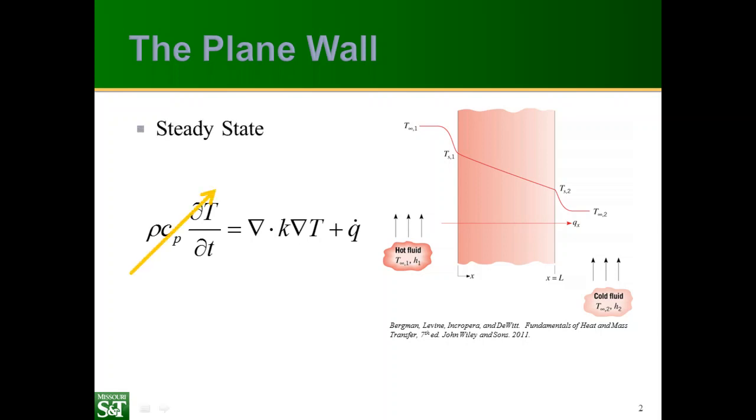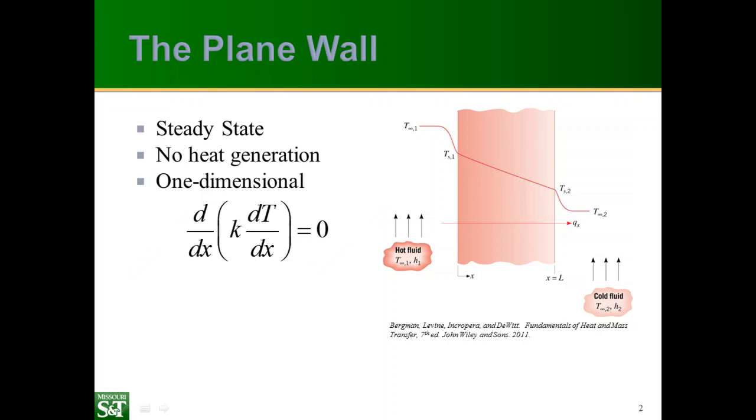We're going to assume that we have a steady state system, so we're going to simplify the equation by eliminating that time derivative. We're also going to assume that we have no heat generation. And as I said earlier, we're going to assume one-dimensional behavior. So when we do that, we can make this assumption. This is our version of the heat equation that we're going to use for these very simple one-dimensional problems.